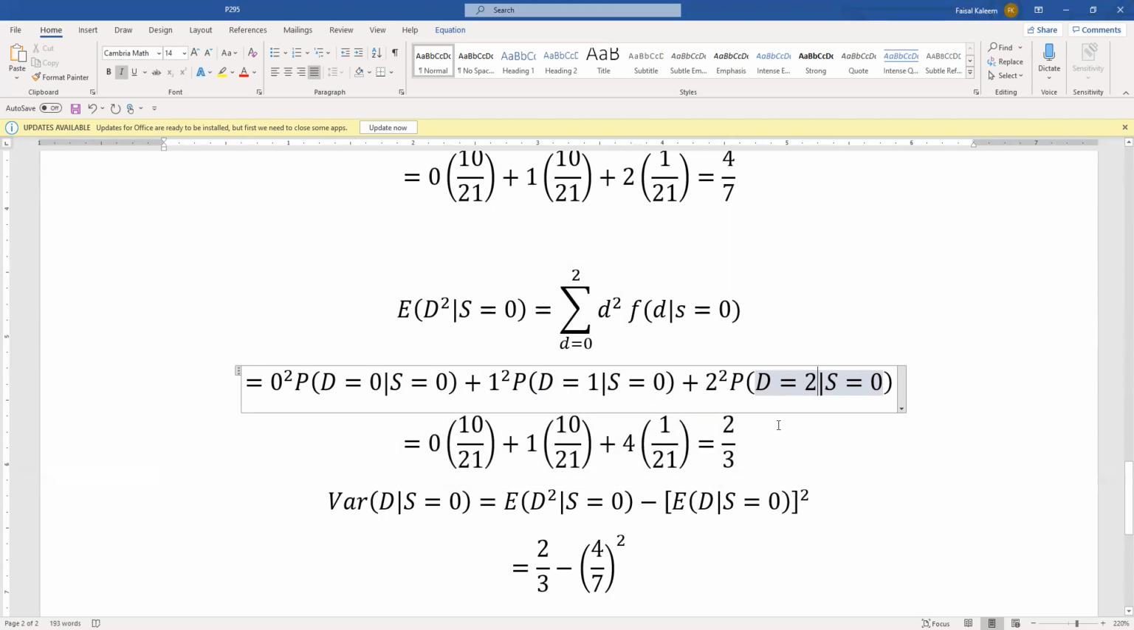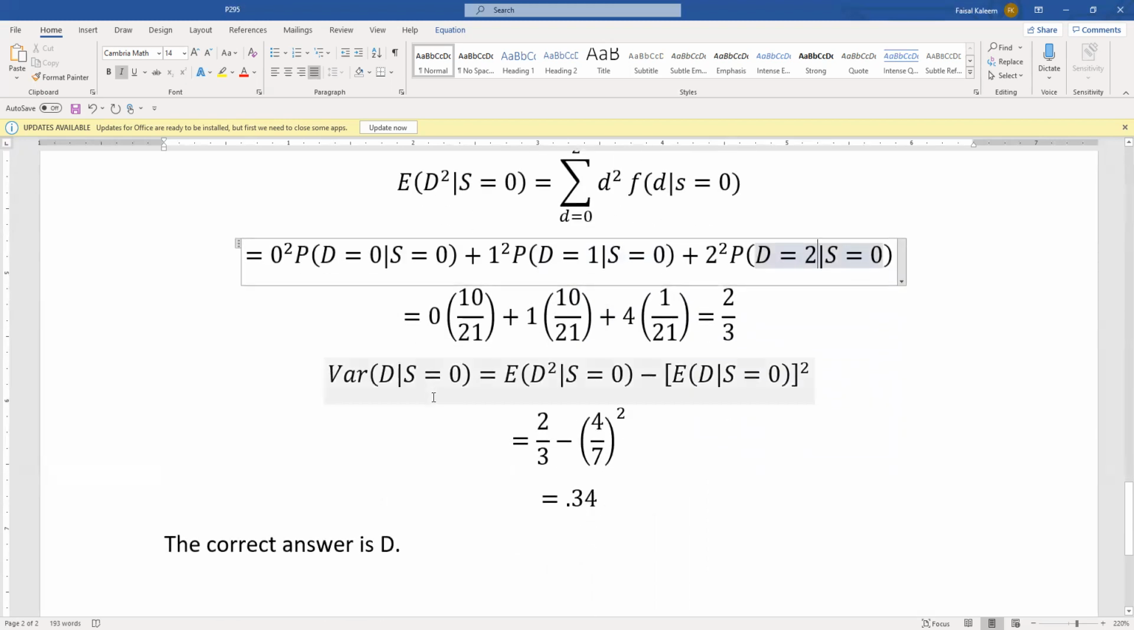And now the variance of D given S equal to 0 would be the expected value of D squared given S equal to 0 minus the expected value of D given S equal to 0, whole squared. So 2 over 3 minus 4 over 7 whole squared, that's 0.34. That was choice D.